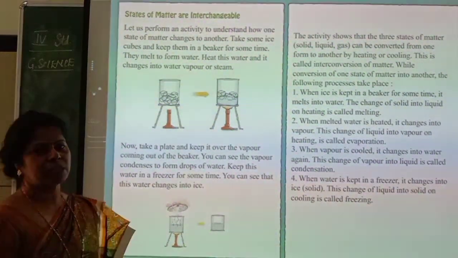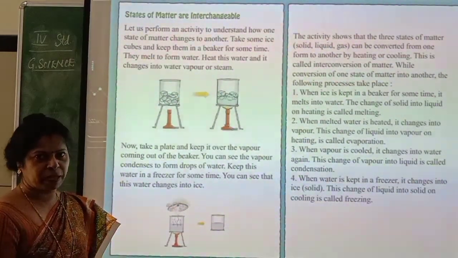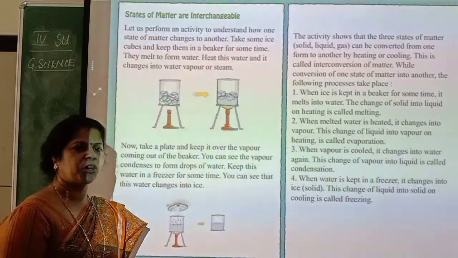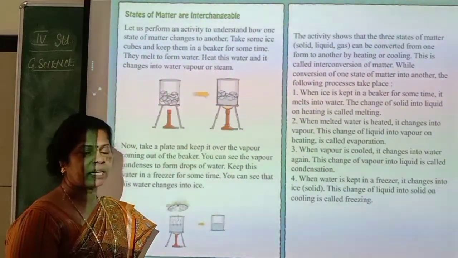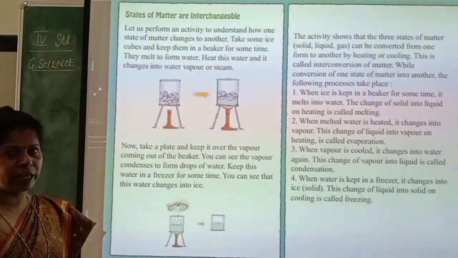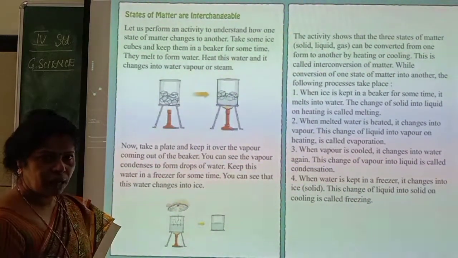Already you have learnt what is matter. Matter is nothing but which has volume and occupies space, isn't it? Which has got weight and occupies space. So matter has got different states, isn't it? What are they? Solid, liquid and gas. So already you have learnt about solid, liquid and gas, isn't it?